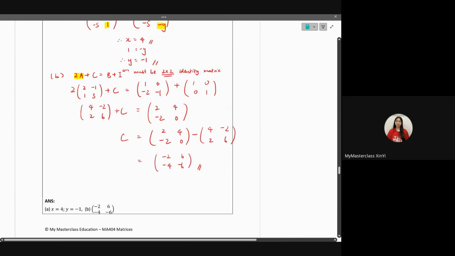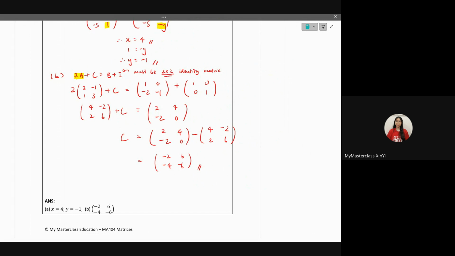So these are what we have so far for all our operations involving matrices. We have touched on addition, subtraction, scalar multiplication, and matrix multiplication. That's all we have for this section.